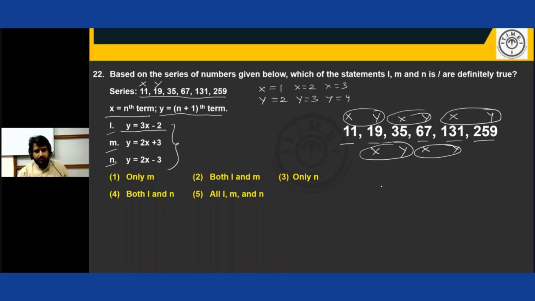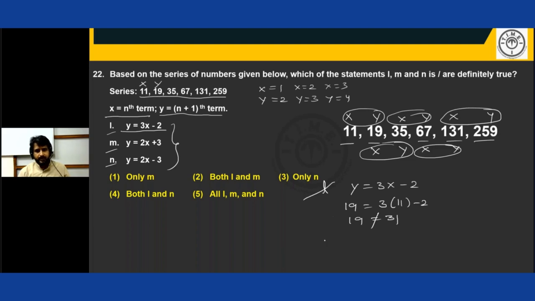Now, what is the first equation? What is L equal to? y equal to 3x minus 2. What is the y here? 19 is equal to 3 into, what is the x? 11 minus 2. 3 11s are 33 minus 2, 31. Is it equal? No. 19 not equal to 31. So L is not correct.